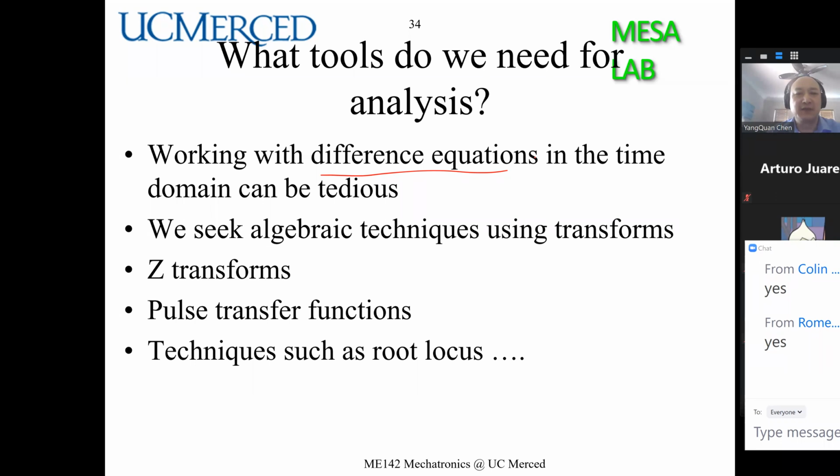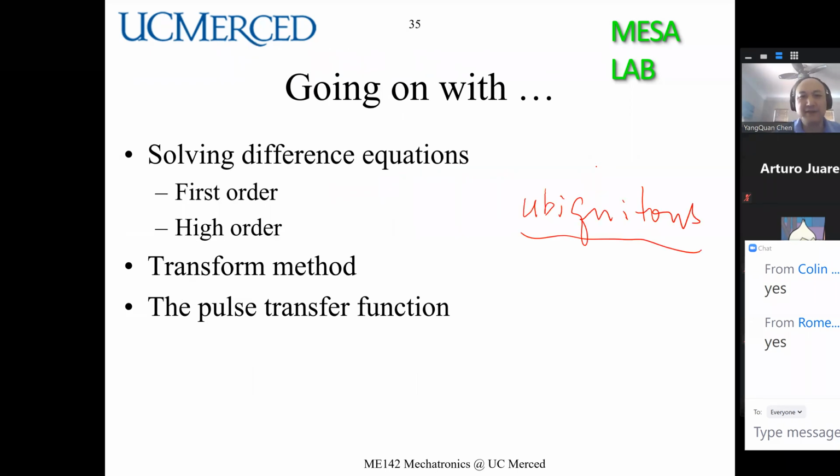Okay, but solving that, even when the U bar is a constant, is very difficult. But if U bar itself is not constant, that's even harder. You need a convolution, okay? Let's see. So we actually seek an algebraic technique using Z transforms and with the help of the pulse transfer function. Okay, so we are going to learn how to solve difference equations.